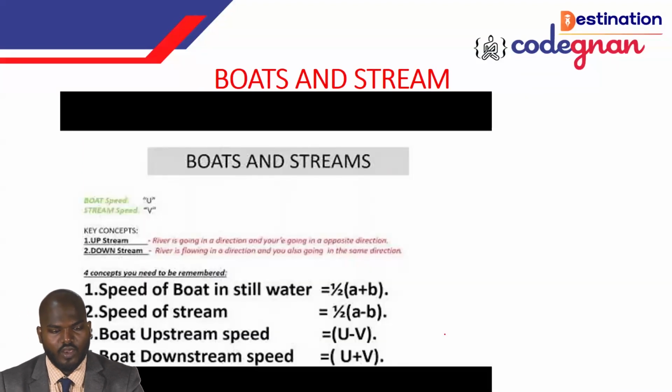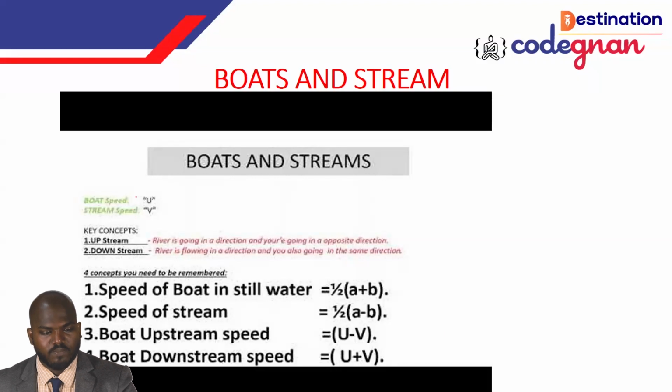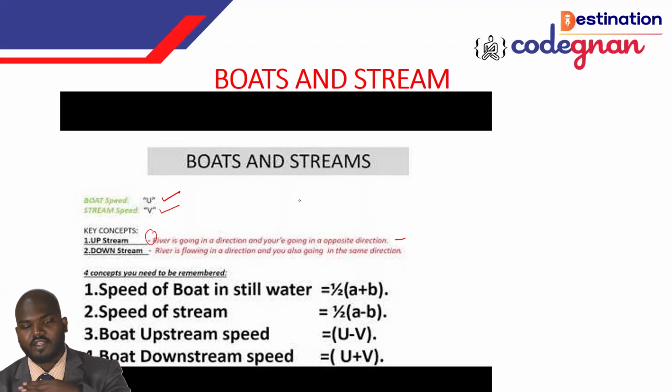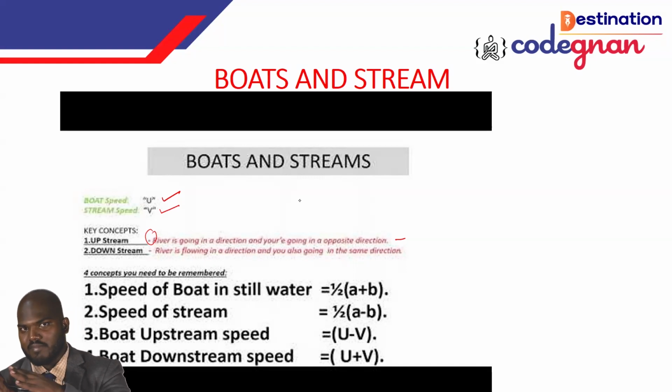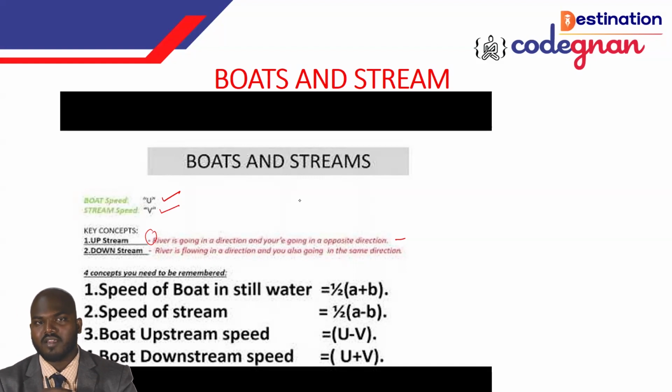Okay guys, the boat speed we call u, and the stream speed we call v. Upstream means the river is going in one direction and you are going in the opposite direction. When the river is going in one direction and the boat is traveling in the opposite direction, we call it upstream. Downstream means both the boat and the stream are traveling in the same direction.